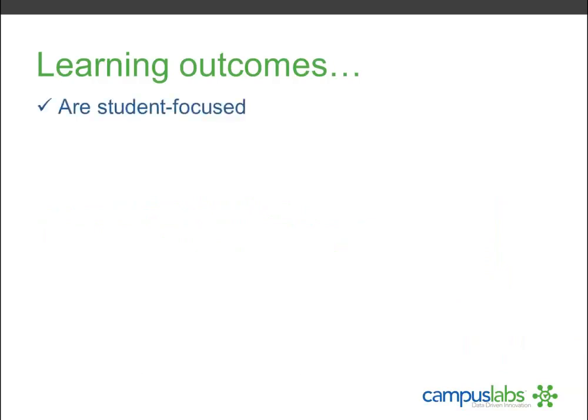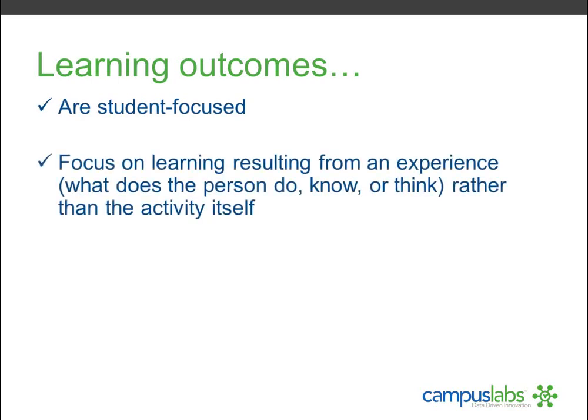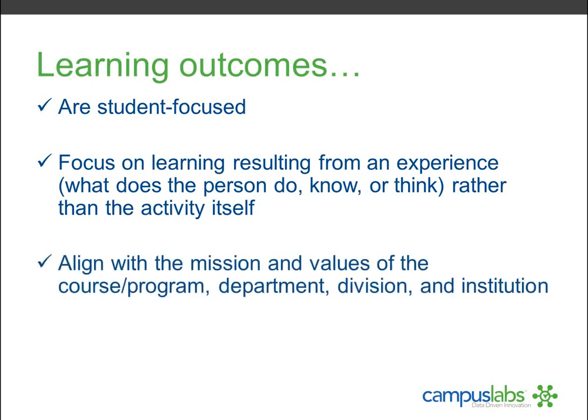So learning outcomes are student-focused. It is focused on the person who is doing the learning. You want to focus on the learning that results specifically from an experience that you're providing. So what is it that the person can now do, know, or think as a result of this experience? So the focus is not on the activity itself, but on its impact on the student or on the person who is experiencing or undergoing that activity.